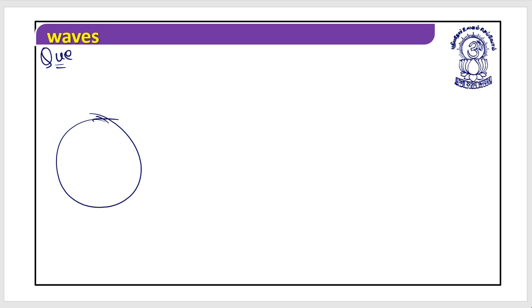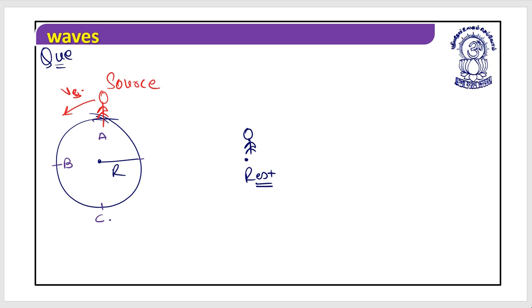Yes, this is the circle, and you as an observer are sitting over here. When I say sitting, it's at rest. This is the center, this is the radius r, and this is the source which is moving in this direction with velocity Vs. Let's mark the four points: A, B, C, and D. Let's say this distance is x.